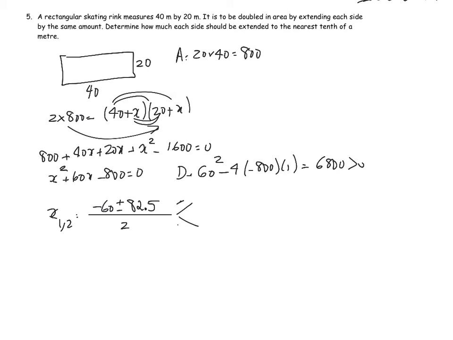So there are two solutions, either positive or negative. If I go with the positive, negative 60 plus 82.5 divided by 2 is going to give me 11.25. If I go with negative, negative 60 minus 82.5 divided by 2 is going to give me negative 71.25. Since x is the increase in the dimension of the box and can't be negative, this is not valid. So the answer is 11.25. This means that if you increase each side by 11.25 meters, the area is going to become 1600, or double the previous area.